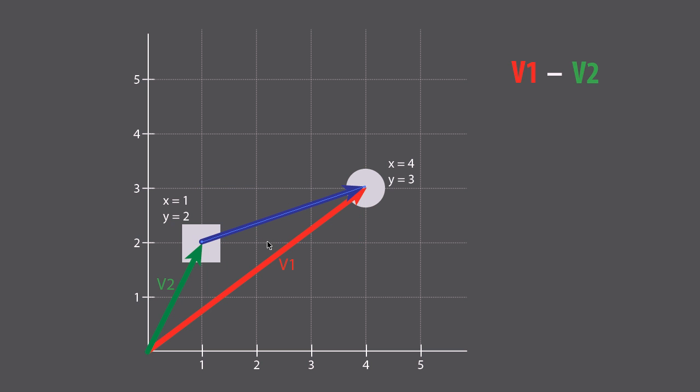You should always keep in mind that a vector always has a direction and a length, but not really a position in space. So the resulting vector will actually not be here in space. It will be like this, but it gives us the direction and the length between our two vectors here.